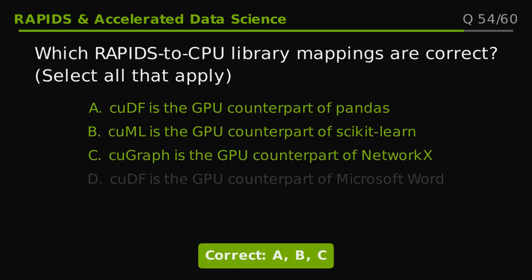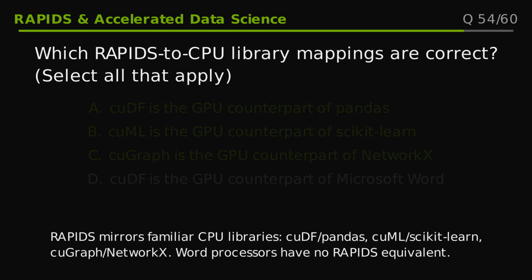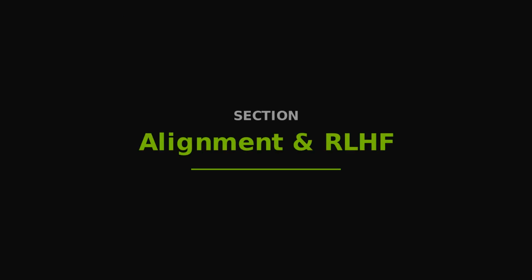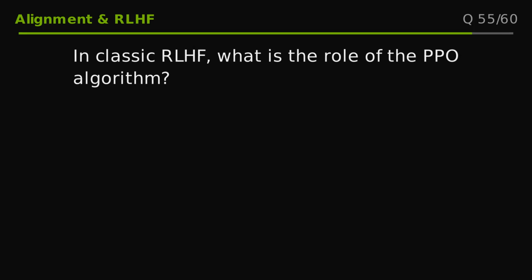The correct answers are V and LBM mirrors familiar libraries, Nlog by pandas, Nlr by scikit-learn, Ngraph by network. Toad processors have no LBM equivalent. Next section, alignment and resolve. Question 55. In classic resolve, what is the role of the copy algorithm?